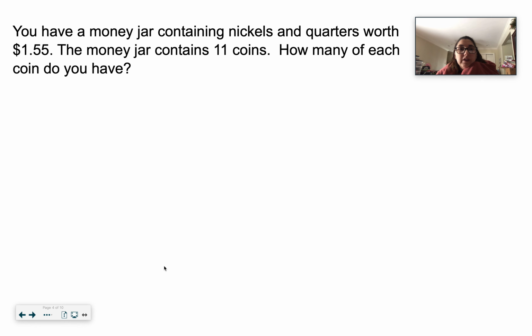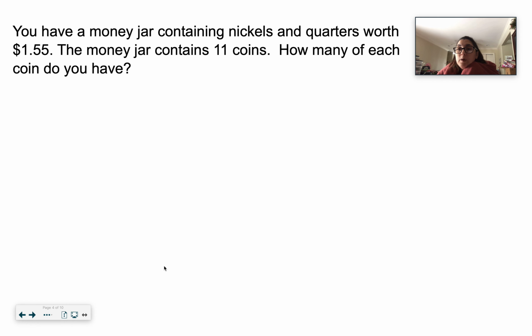Okay, so this one says you have a money jar containing nickels and quarters worth $1.55. The money jar contains 11 coins. How many of each coin do you have?